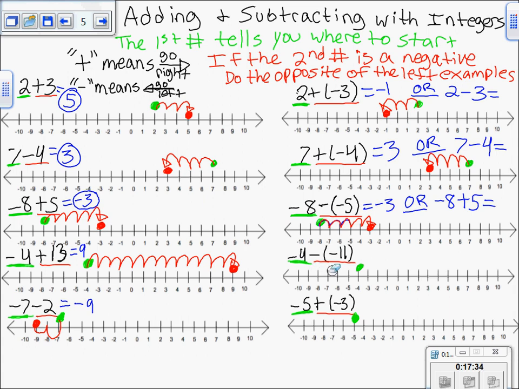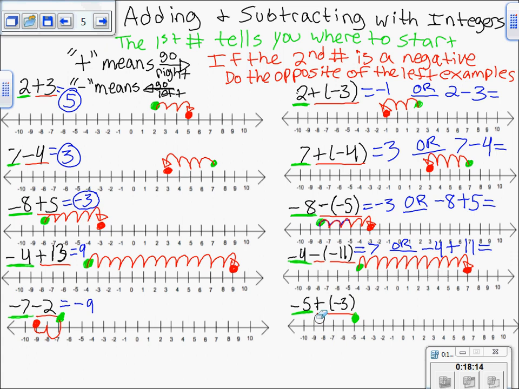Negative 4 minus negative 11. Minus, we want to go left, but this naughty negative 11 does not follow instructions. So we're going to go to the right. Just like in this example, from negative 4, I want you to go to the right 11 spaces. So let's say negative 4. 1, 2, 3, 4, 5, 6, 7, 8, 9, 10, 11. So from negative 4, we go to the right 11 spaces, and we end up at positive 7. And that's going to be the answer to that question. Now, if you want, we can also rewrite it as negative 4 plus 11. That's how you want to think of it. Not a problem.